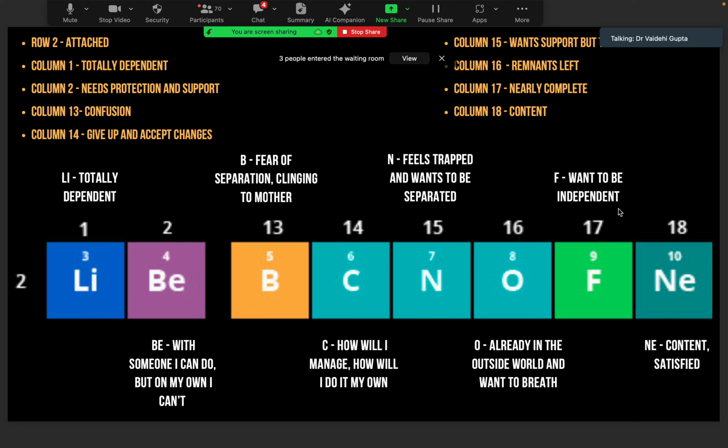Fluorine: wants to be independent. Fluorine just needs one electron to complete the octet. That's why fluorine has a strong feeling of being independent. He just wants to be independent at any cost. Neon, they are content, they are satisfied because they are of column 18.